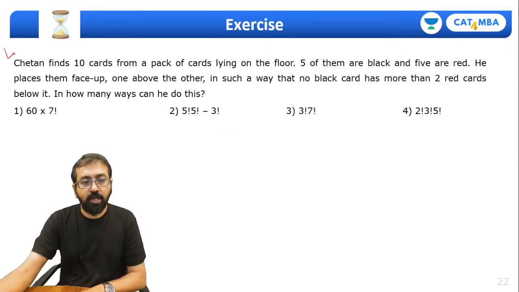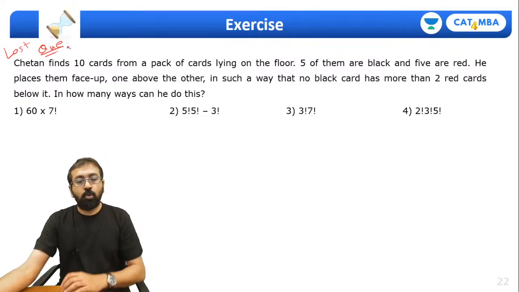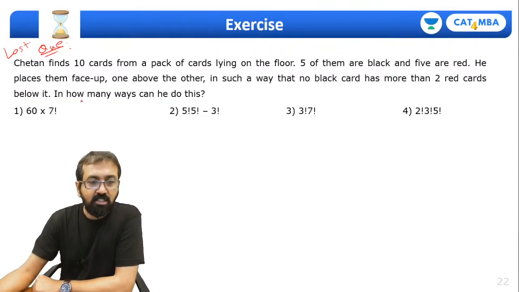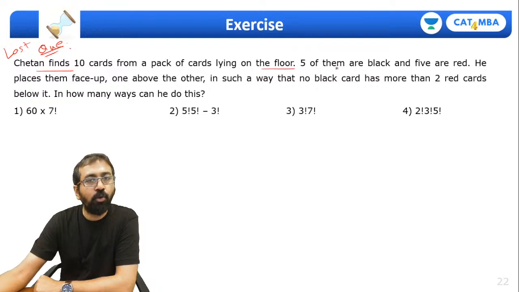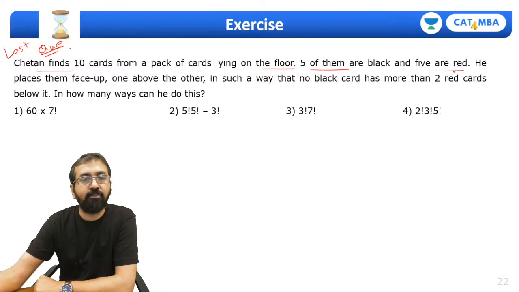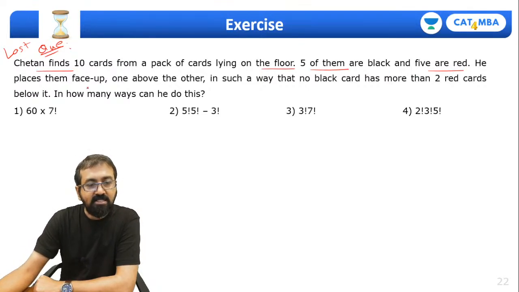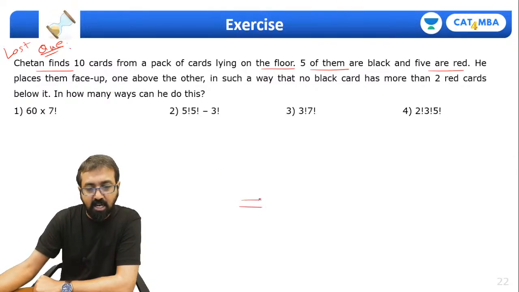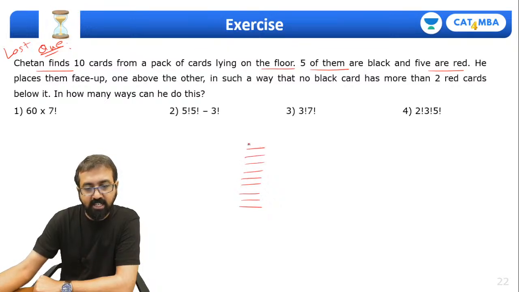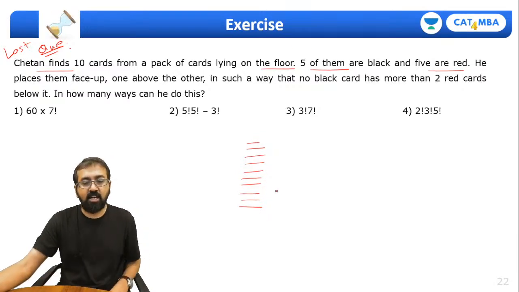Yeah, last question of the day. Last question, guys. Okay, this is really a tricky question, and I'll show you a shortcut for this. Chetan finds 10 cards from a pack of cards lying on the floor. 5 of them are black and 5 of them are red. He places them face up, one above another. Meaning, he places the cards like this. So how many cards? 2, 4, 6, 8 and 10 cards. So these are those 10 cards.